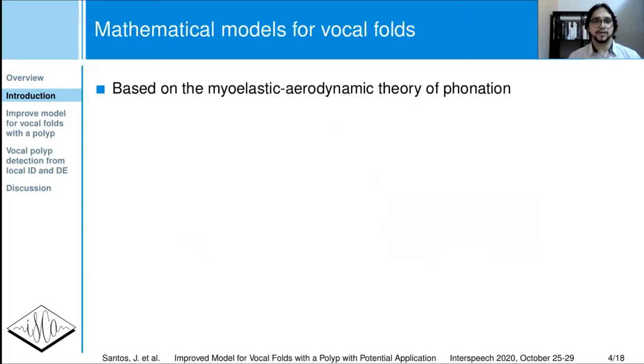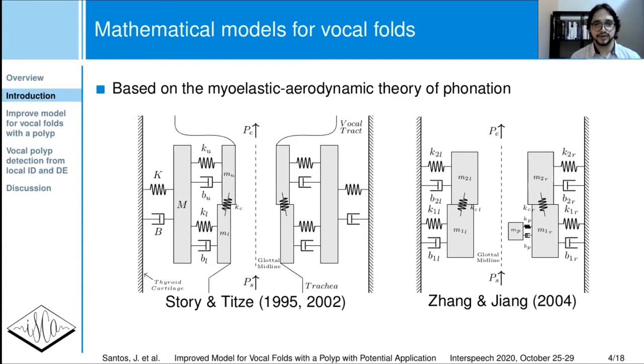And in this paper, we use a mathematical model for vocal folds. And these models generally are based on the myoelastic aerodynamic theory of phonation. And as we could see with these examples, they generally use lumped elements. So it means that they use dampers, masses, and springs. And here we have two examples of interest because we created our model based on these two models.